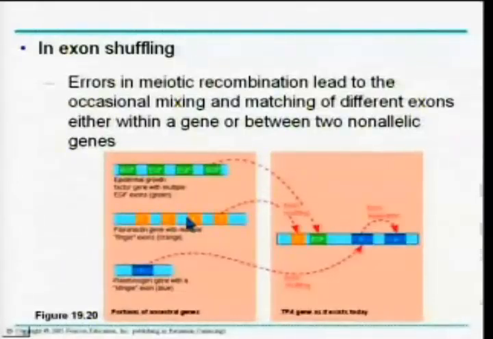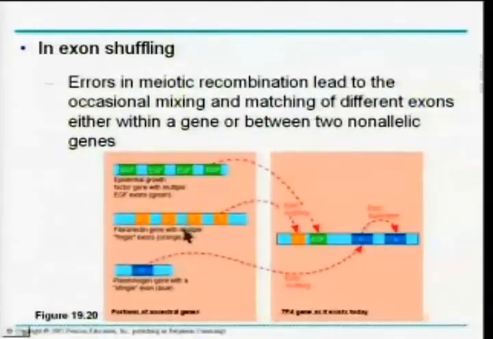Exon shuffling could have moved exons from ancestral forms to the genes for epidermal growth factor, fibronectin, and plasminogen, shown on the left here. Here's the epidermal growth factor gene with multiple EGF exons, and the fibronectin gene with multiple finger exons, shown in orange, and the plasminogen gene with a Kringle exon in blue. What fun these geneticists have naming things.